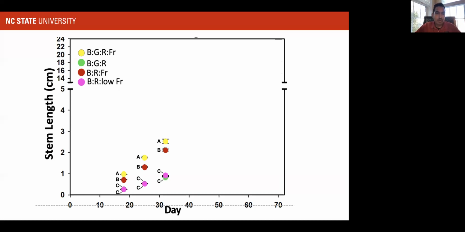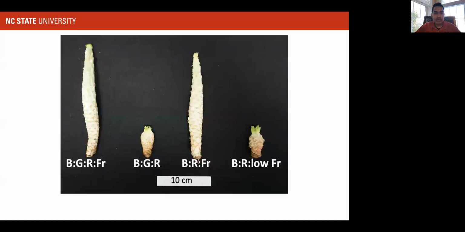But now at this point, the plant that has the green and the far red has an even longer stem than the plant that only has the far red, right? So it seems to be a synergistic response to stem elongation when you have both wavelengths. You can see that here, and you can see that at the end. So obviously far red and green were eliciting that stem elongation.